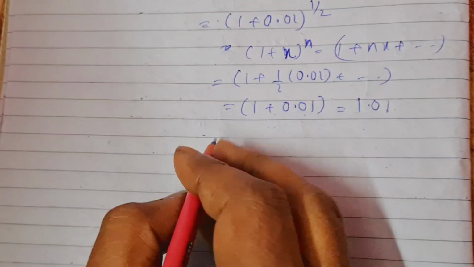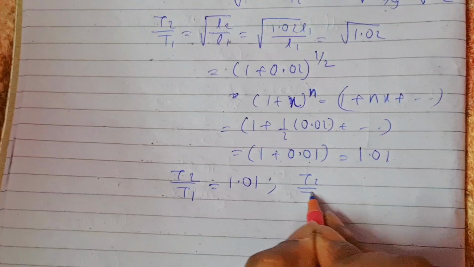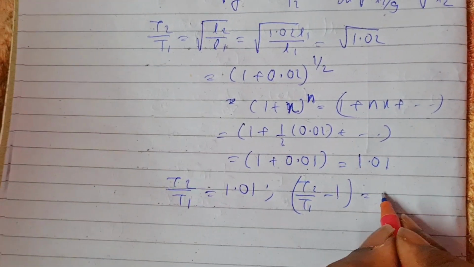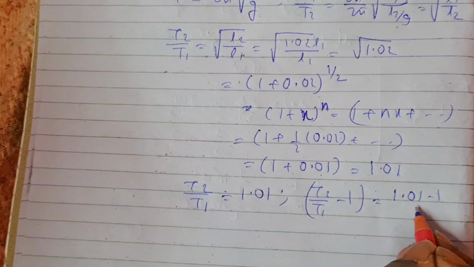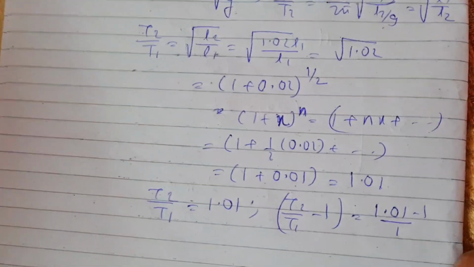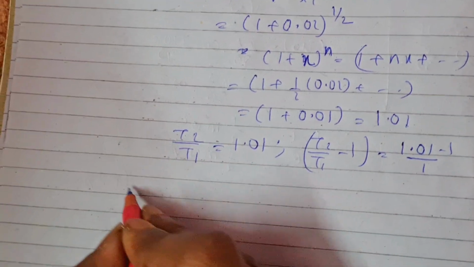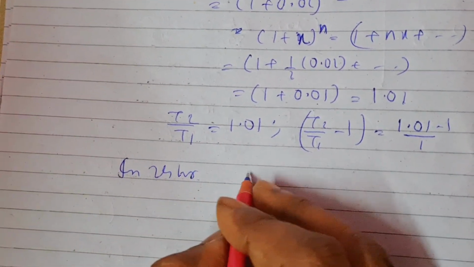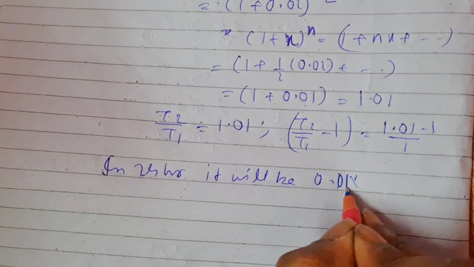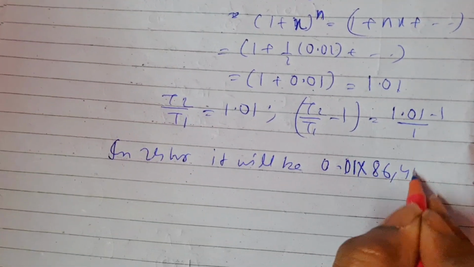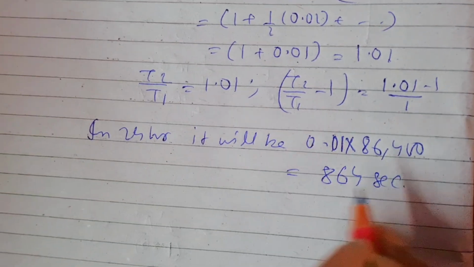So what is the ratio? T2 by T1 equals 1.01. Now T2 by T1 minus 1, if we want loss or gain, if it is loss, that means we can see 1.01 minus 1 by 1. This is per second. In 24 hours, it will be 0.01 into 86,400. That means it is 864 seconds. This much it will lose.